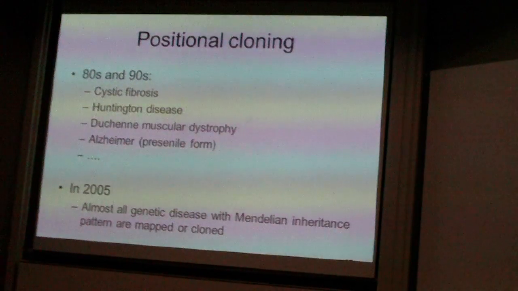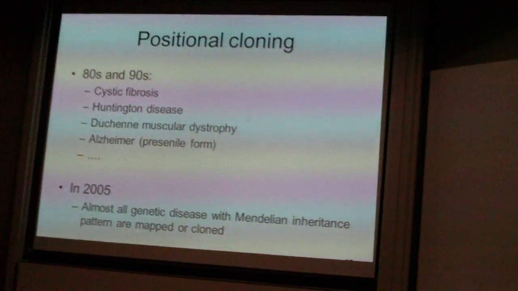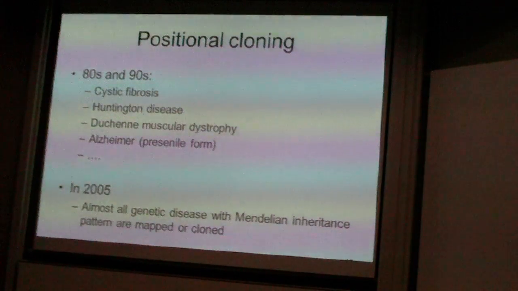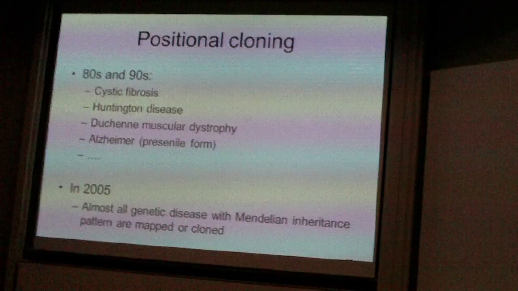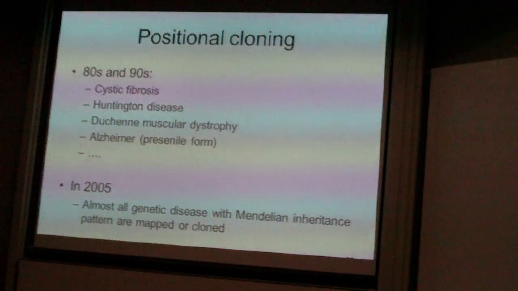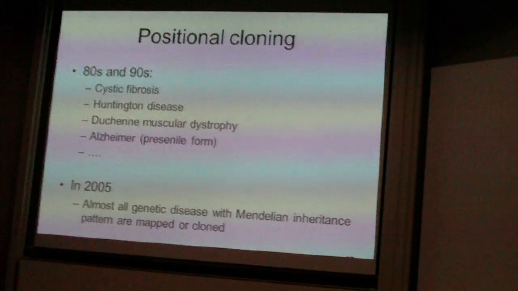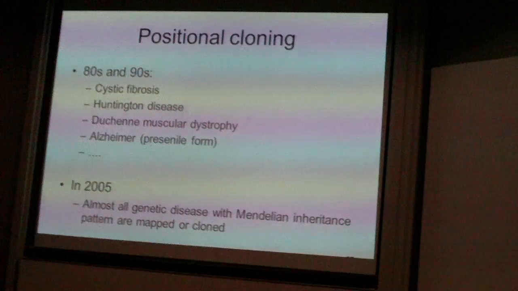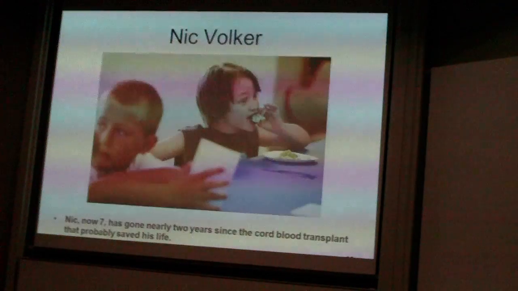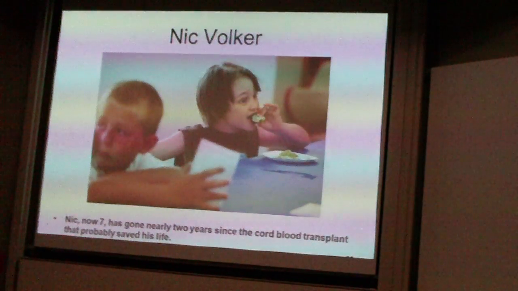So this approach, positional cloning, has been used in the 80s and 90s to identify all genes that are important in monogenic diseases, in these Mendelian inherited diseases. So today we know all these genes. This work has been done. I think that most of those studies were published a long time ago, using this approach to identify such genes. And of course, this was the simple part.